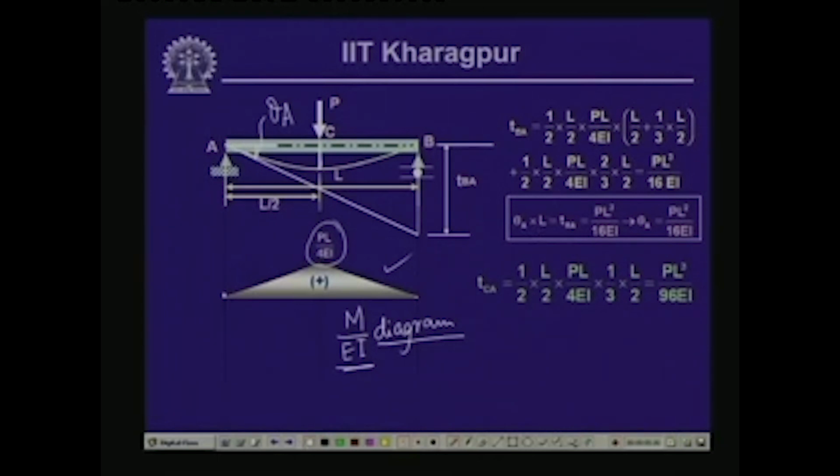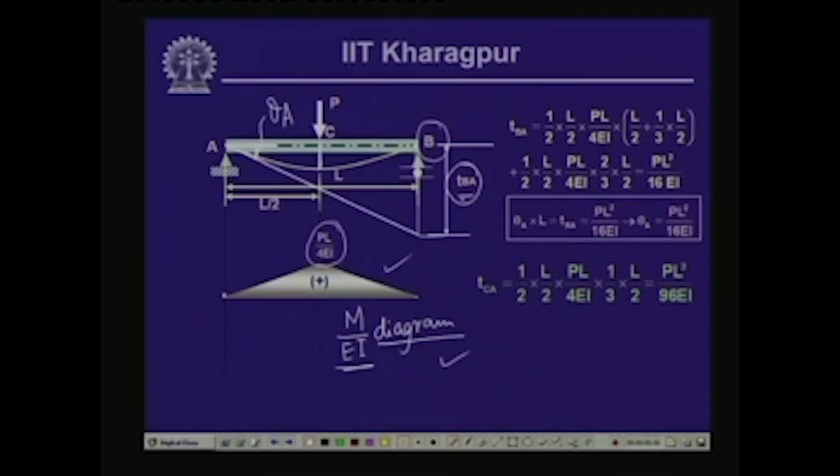A. As you know, the second moment area theorem states that the tangential deviation of any point on the elastic curve, in this particular case let us say this is B, with reference to the tangent drawn at any other point on the elastic curve, which is A here, that is, if we draw the tangent from A, and this is the tangential deviation which we call TBA, is equal to the moment of the M by EI diagram taken about the first point. So, if we take the moment of this M by EI diagram with respect to point B, we get this tangential deviation of point B with reference to the tangent drawn at point A.